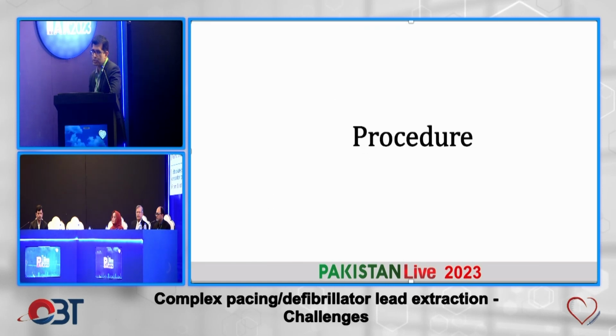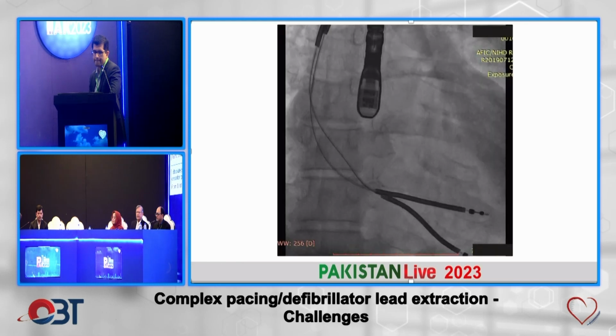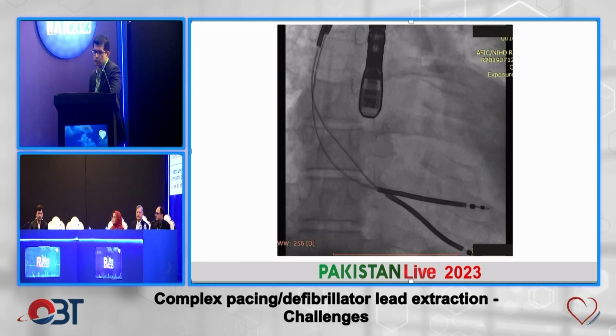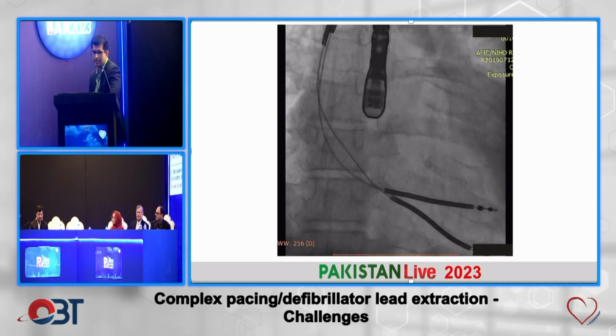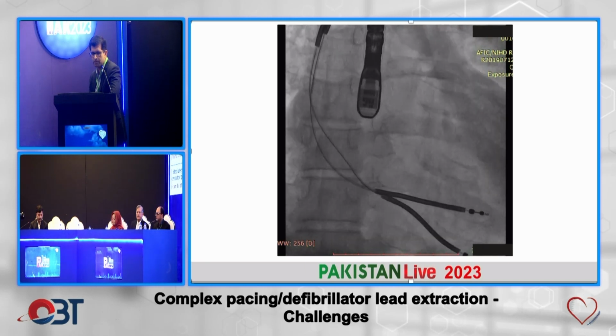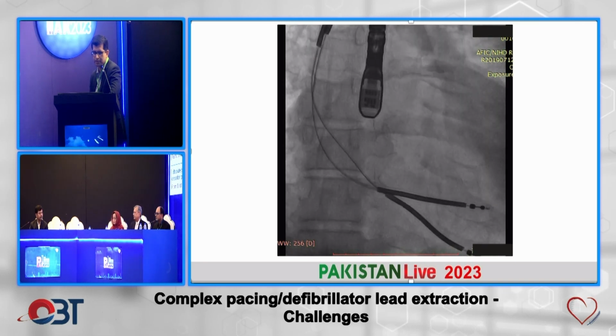Now, details of the procedure. In the beginning, you can see these two leads. Among these leads, we can see a TOE probe. One is the new lead, which was implanted in 2014, and the other one is the faulty lead implanted at first.